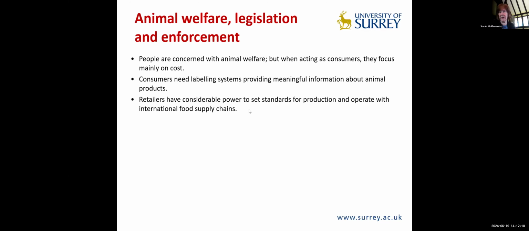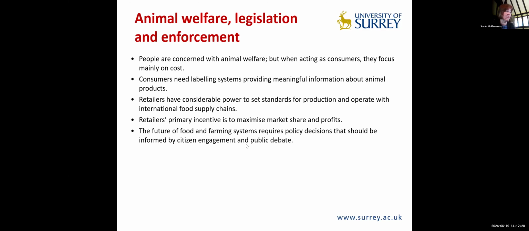They set the standards for production, not the farmers. They operate in international supply chains and they have control. And their incentive is to maximize market share and profits. Money, money, money. That drives it. We need policy decisions for the future of food and farming systems informed by citizen engagement and public debate. We've been talking about education already today, and we need to think about that.